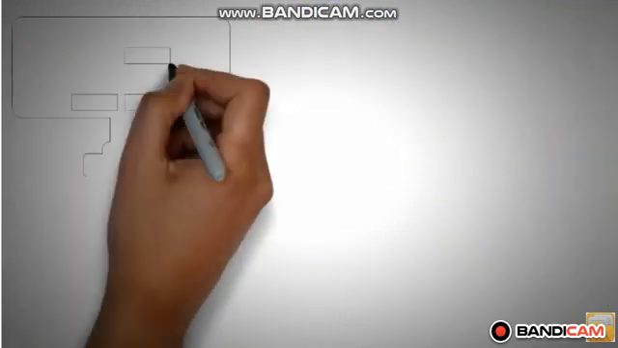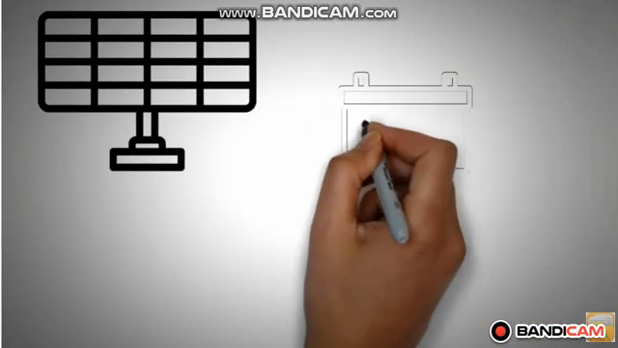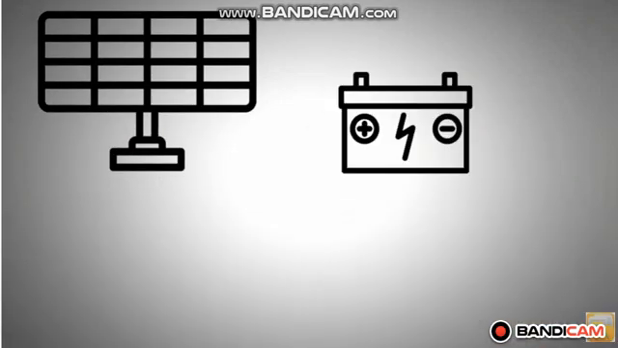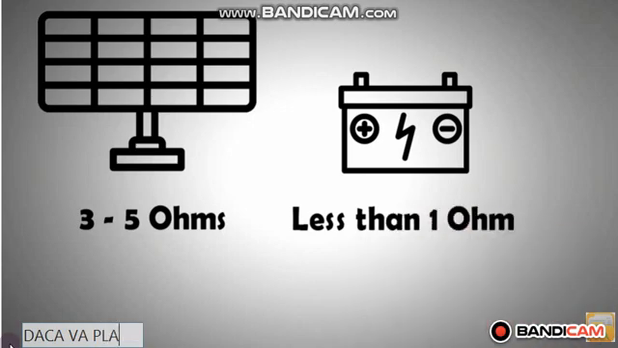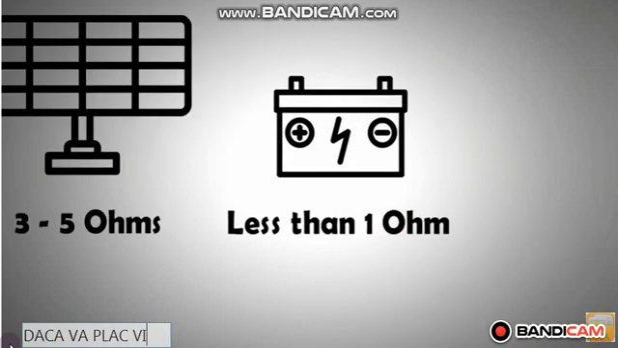To match the resistances is difficult because normally you may have a solar panel which has a characteristic resistance of 3 to 5 ohms, and you are trying to connect it to a battery that may have, let's say, an internal resistance of less than 1 ohm.